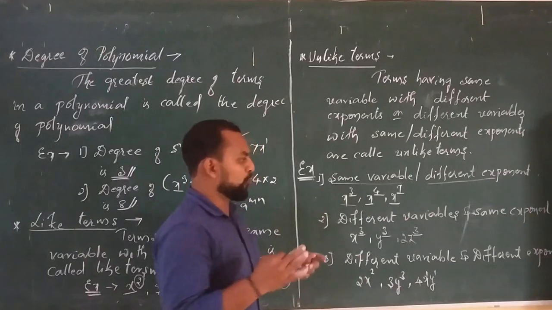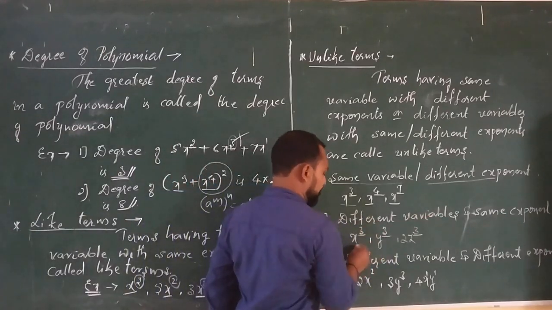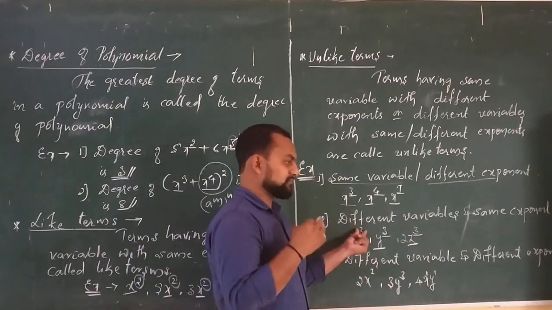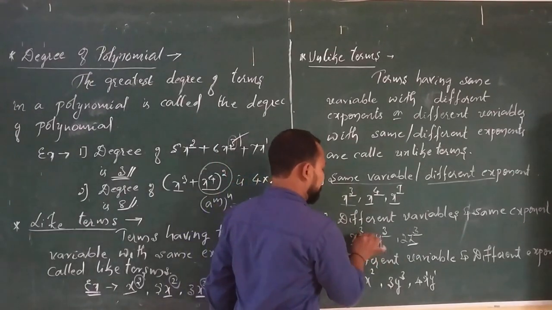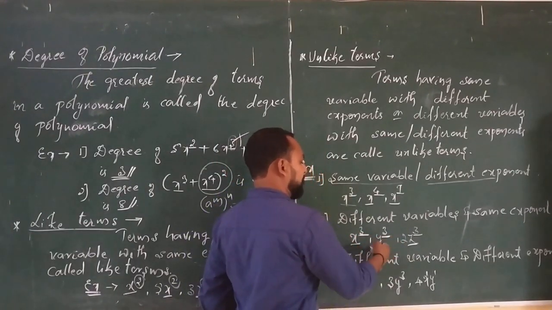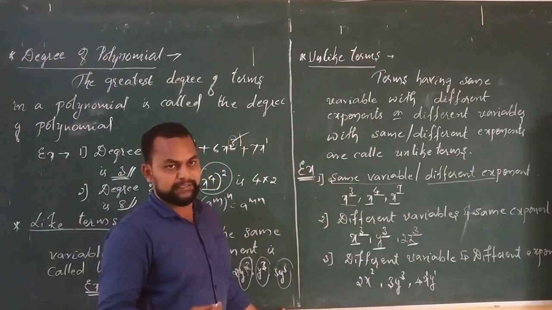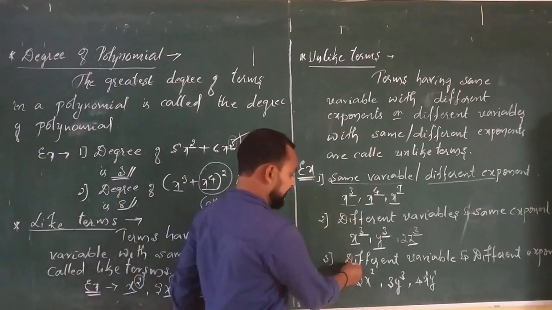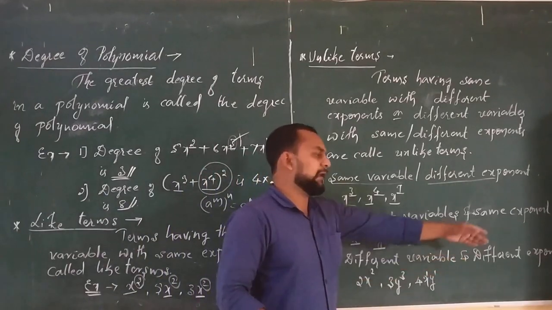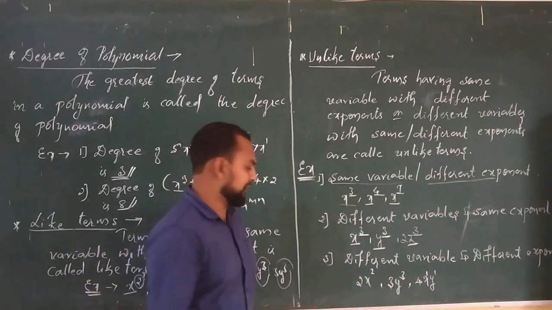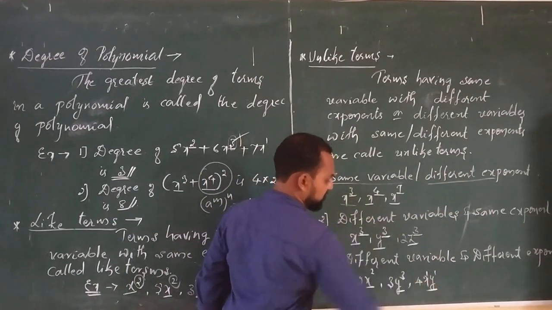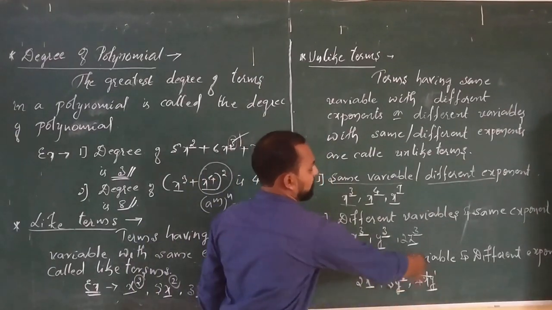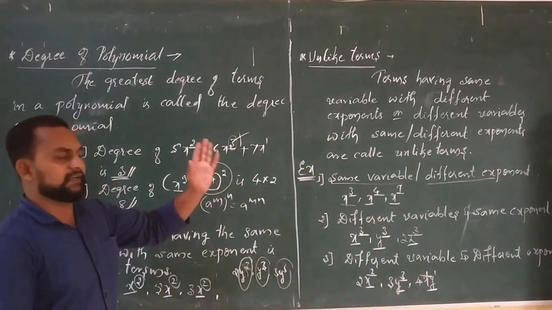Then the second condition: different variables with the same exponent, like x, y, z. The power of x is 3, the power of y is 3, the power of z is 3. Different variables, same exponents. Next, the third condition: both different variables and different exponents, here x and y, with exponents 2, 3, 1, 1.